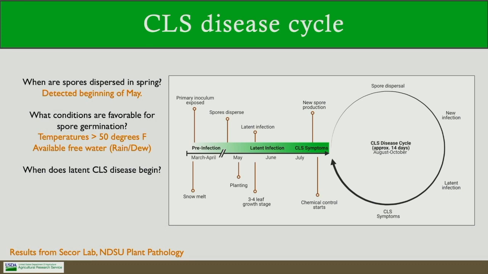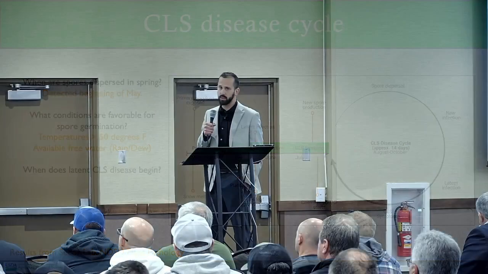So pre-infection would be everything prior to beets being planted. So the snow melts off the field, soil inoculum is exposed, starts blowing around. Eventually we plant, and then there is leaf material for those spores to land on.